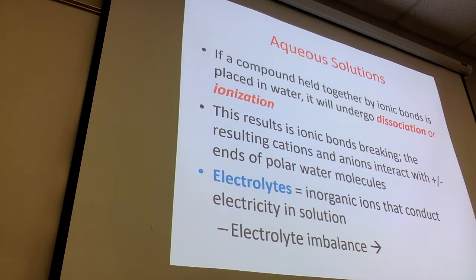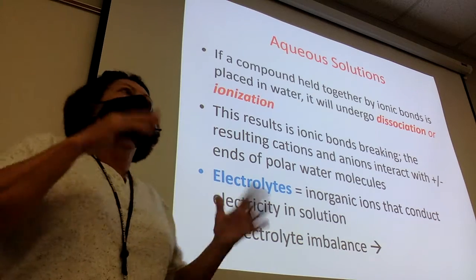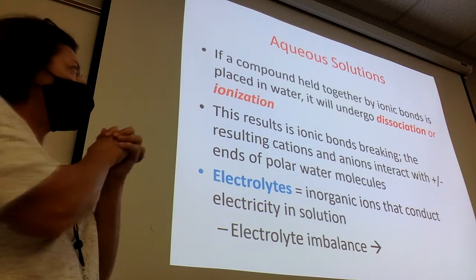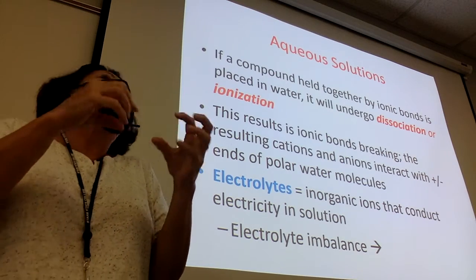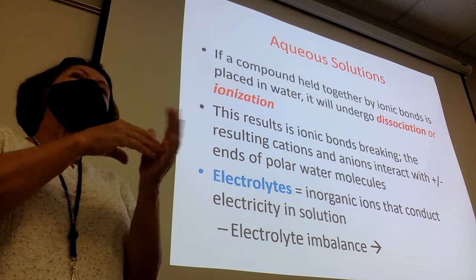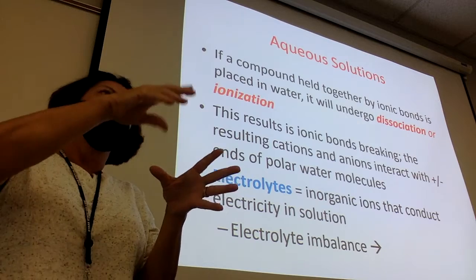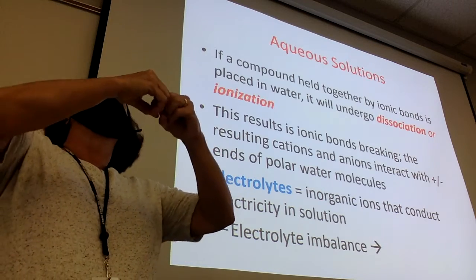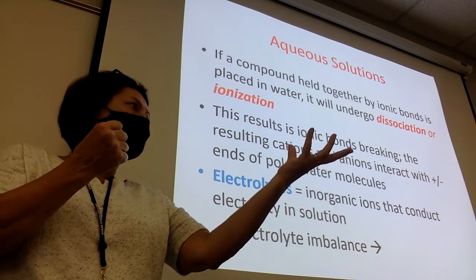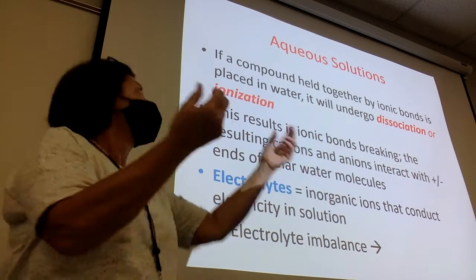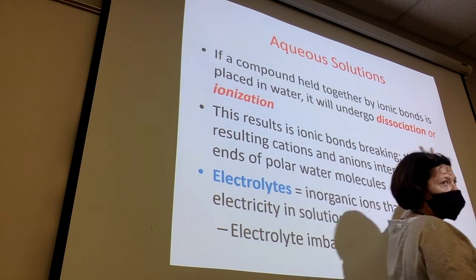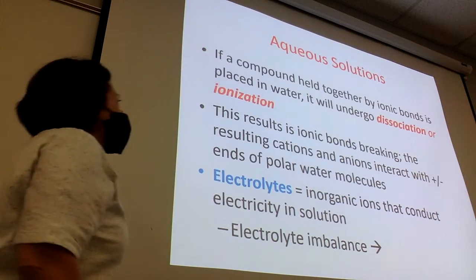So remember on Monday we talked about ionic bonds and covalent bonds. Okay. So ionic bonds will dissociate or ionize in water. So think about salt. You put sodium chloride in a glass of water. You stir it up, the ionic bonds break, and what you have left are ions. You have a positive sodium ion and a negative chlorine ion. That's ionization, which is the same thing as dissociation. Okay? They mean basically the same thing.